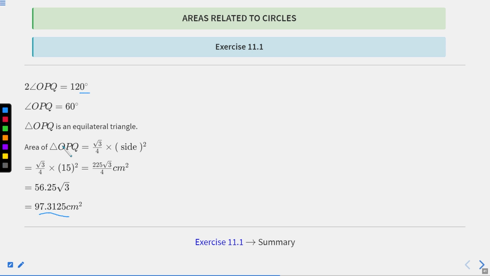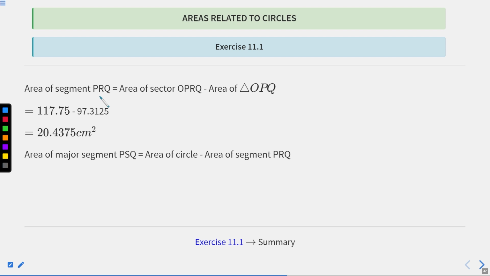Now the area of segment PRQ is equal to the area of sector OPRQ minus the area of triangle OPQ, and this is equal to 117.75 minus 97.3125, which is 20.4375 centimeter square. Now the area of major segment PSQ is equal to the area of circle minus the area of segment PRQ, and we found the area of segment PRQ to be 20.4375 centimeter square.